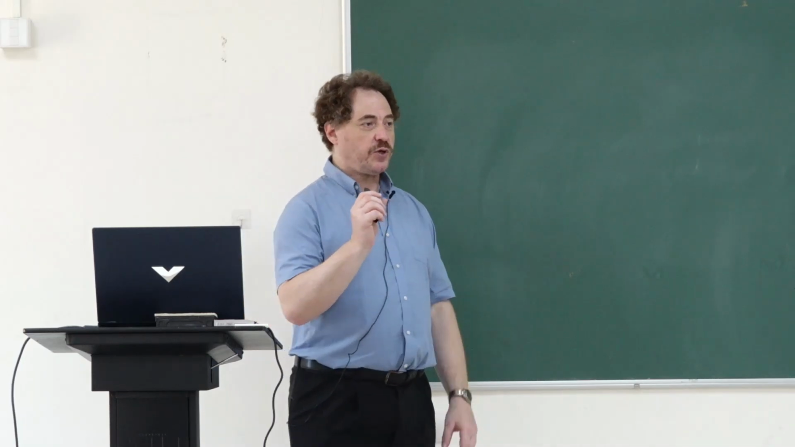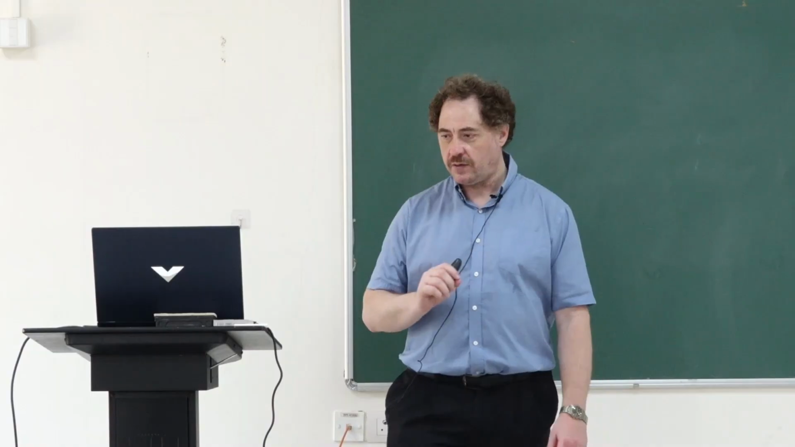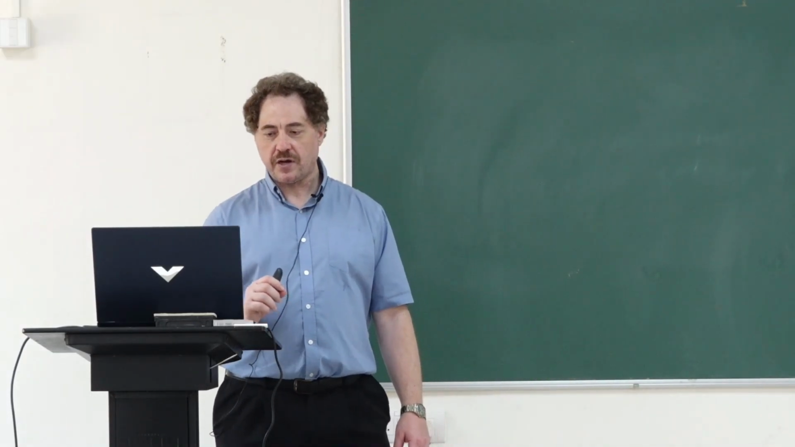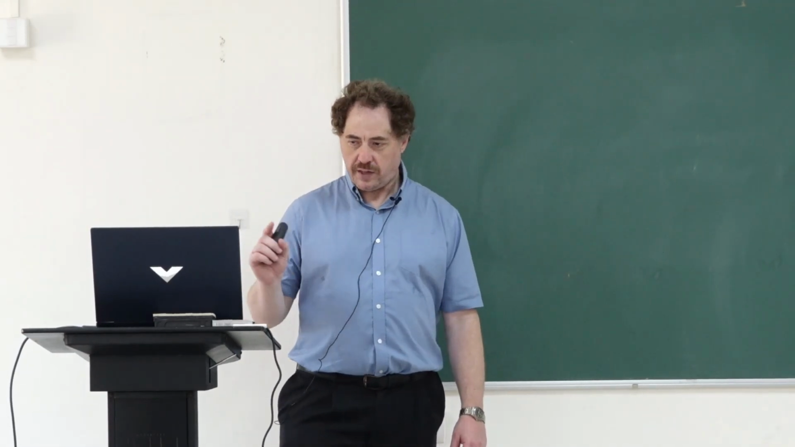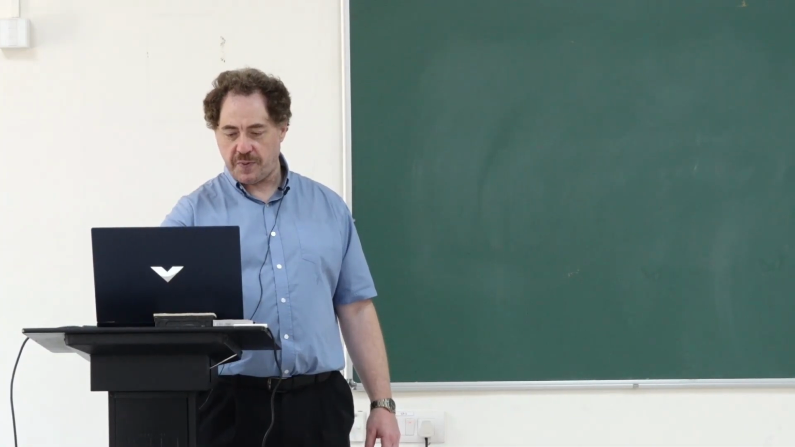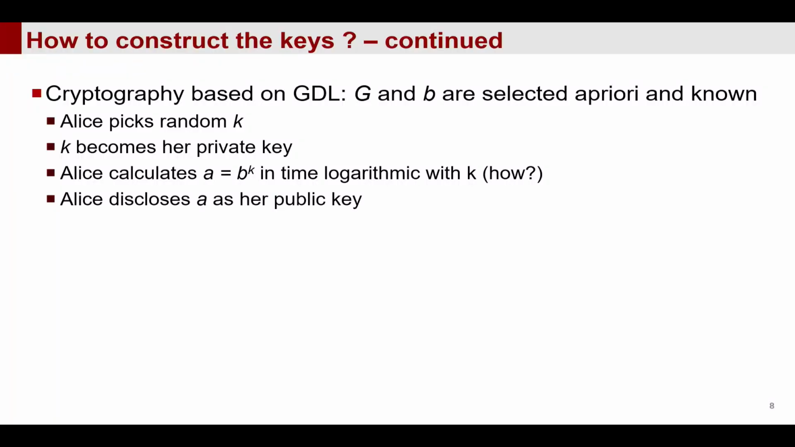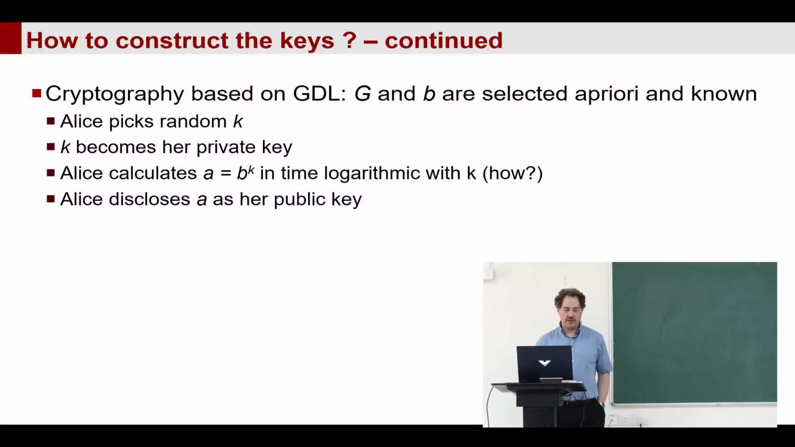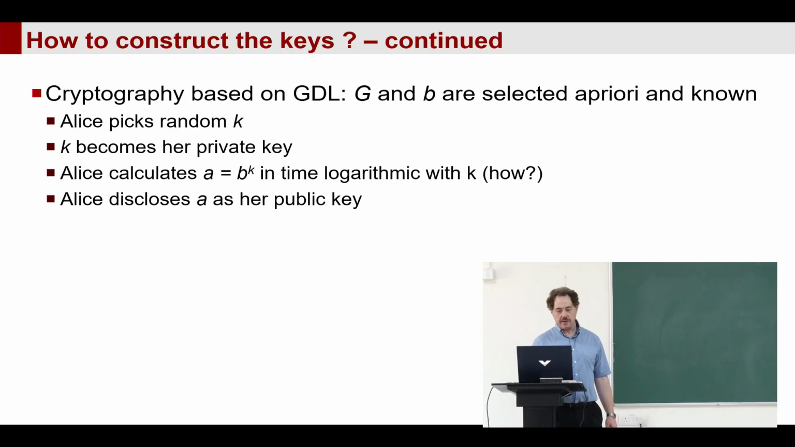Now, suppose Alice wants to generate her own key pair, the public key and the private key. What does she do? Alice picks a random number k, which becomes her private key. Then Alice calculates a equals b to the degree of k, and a becomes her public key. Now, how can Alice calculate b to the degree of k efficiently?